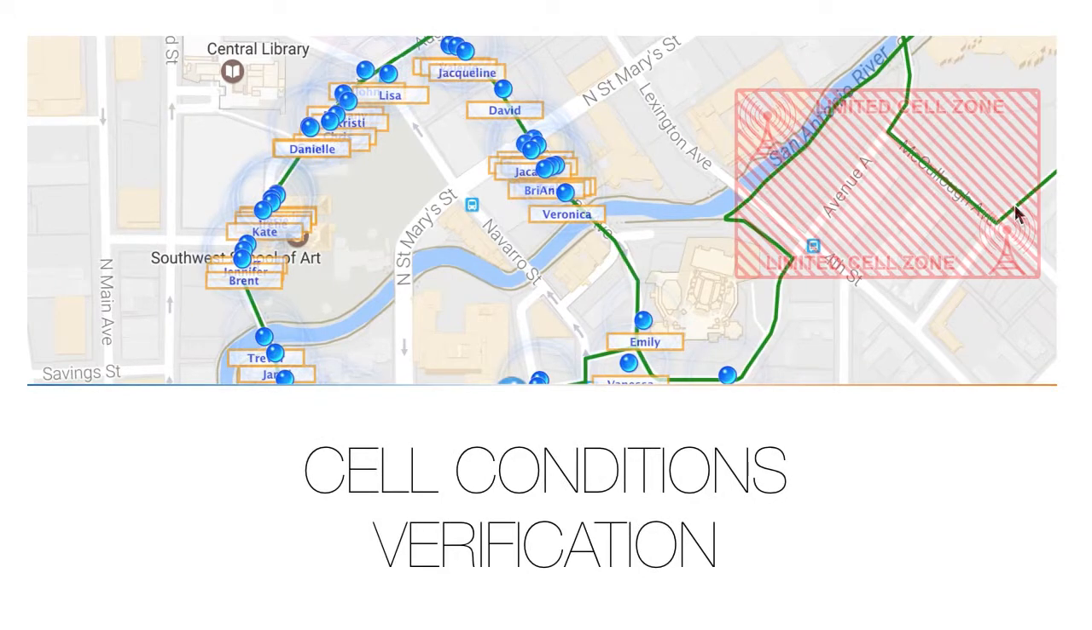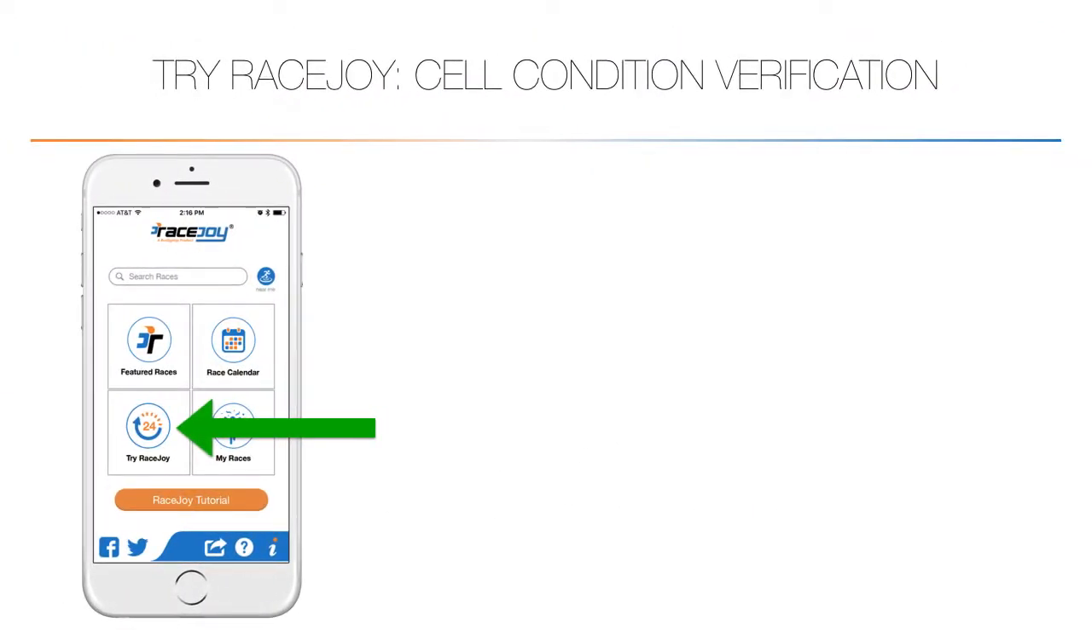Now let's cover how you can verify the cell conditions on your course. You can use RaceJoy's Try RaceJoy feature to test the cell conditions along your course path. And Try RaceJoy will allow you to track yourself or someone else. So you can have someone else set it up and track them, or you can track yourself or whatever you'd like to do. Races will use this and drive the course to determine any trouble spots if they think that they may have a trouble spot.